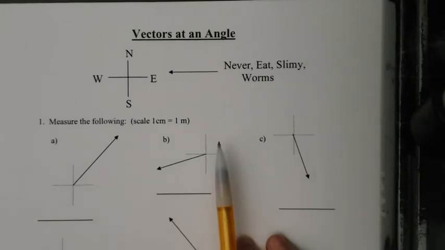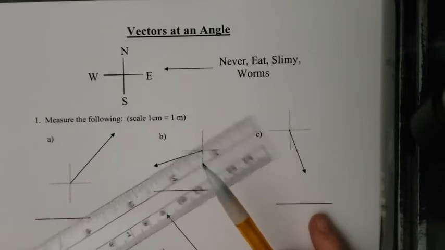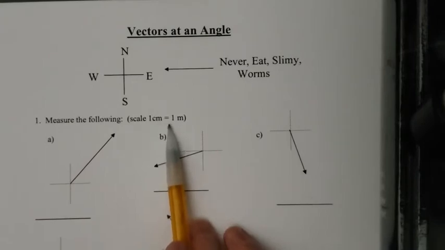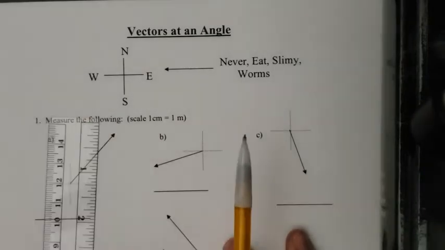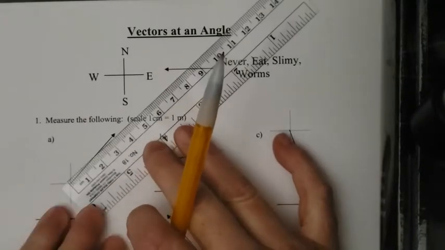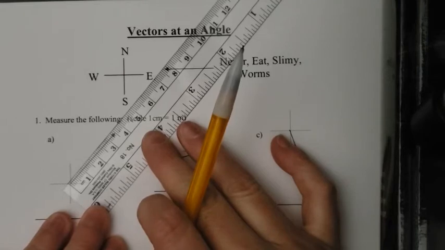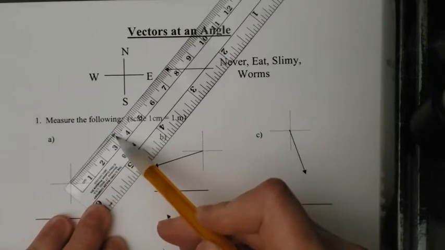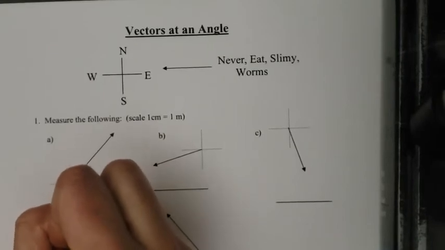There are actually three different ways to measure angles. I'm going to show you one of the three methods. We're going to need a protractor and a ruler. First thing you need to do is look at the scale. I've got a couple examples here. It says measure the following, and our scale is 1 centimeter equals 1 meter. That means for every centimeter that we measure, that equals 1 meter. When you put your ruler down, you measure right to the tip of the arrow. When I do that, I'm measuring about 3.4 centimeters, so that would mean 3.4 meters.